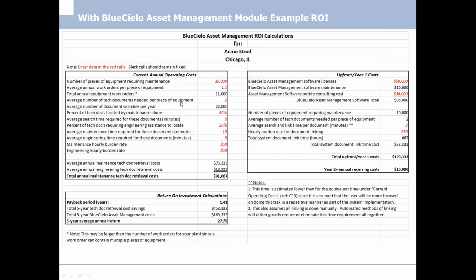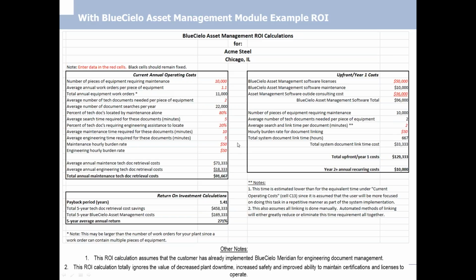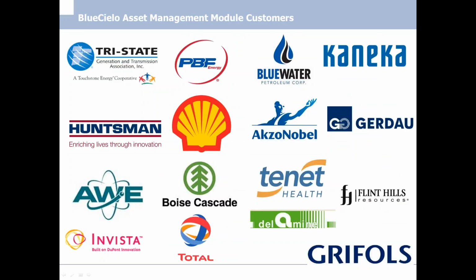And here's a sample ROI we did for a customer, showing their current annual operating costs relating to performing maintenance operations and retrieving the documents, versus the upfront cost of buying the asset management software and doing the linking, and the kind of payback you get. Typically, on this one we're looking at a payback period of about 1.4 years to return the investment. And then some of the companies that are currently using the asset management module.